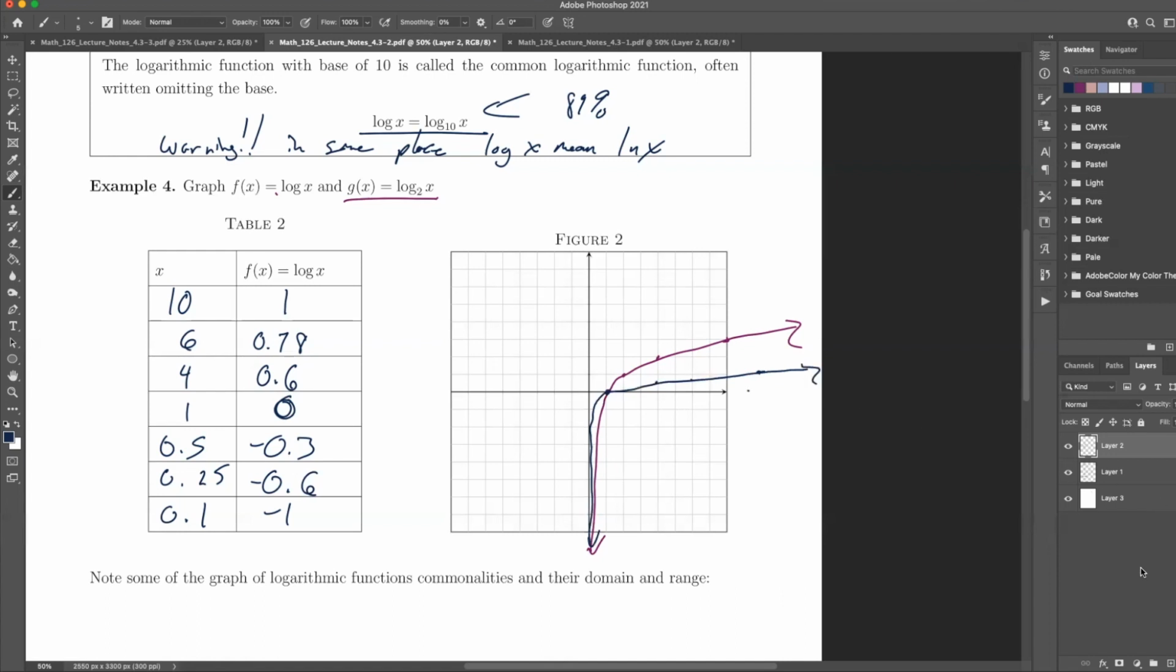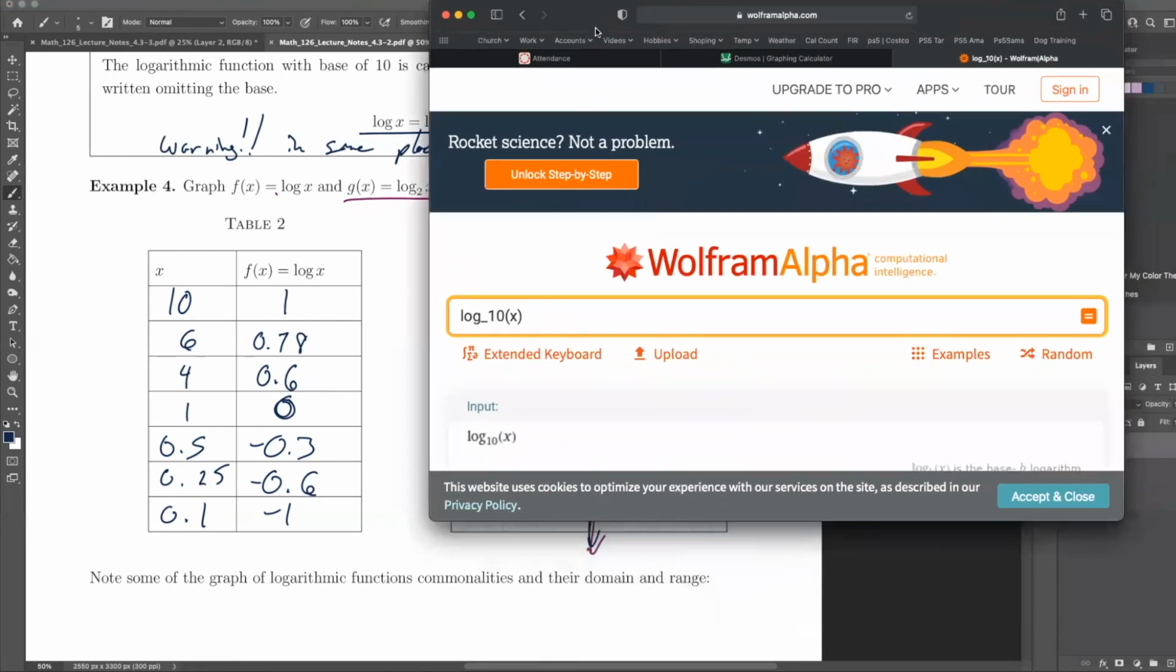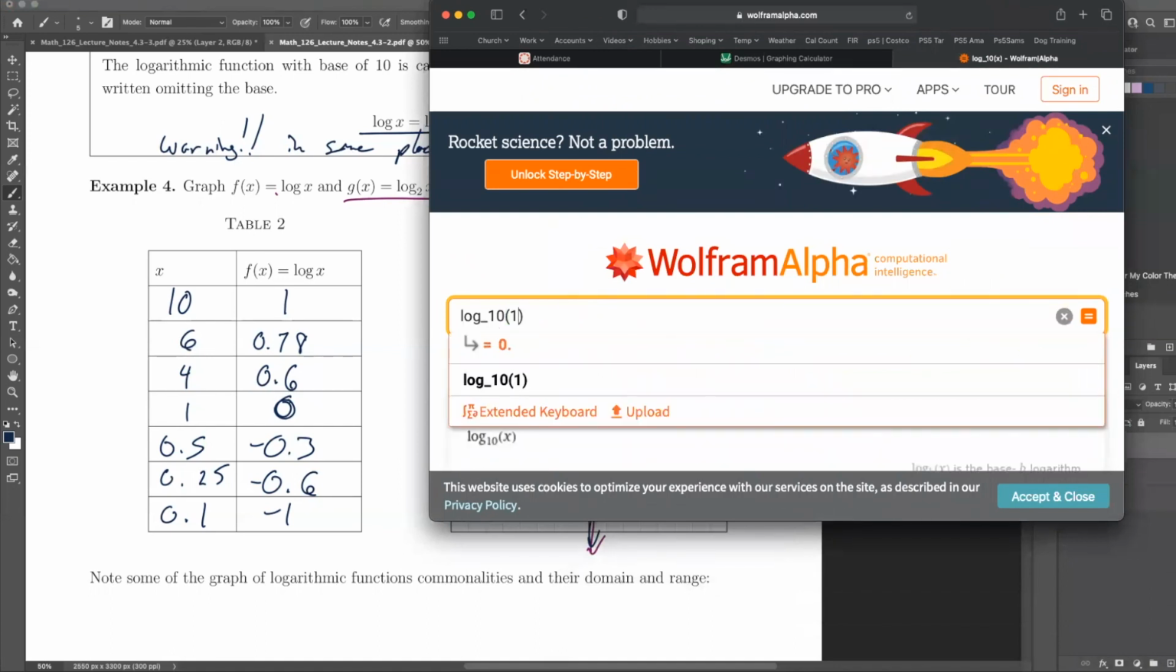All right, so let's show some stuff in. Where do you get those numbers? Oh, these numbers? I'll show you. So here we're going to have log base 10 of 1.